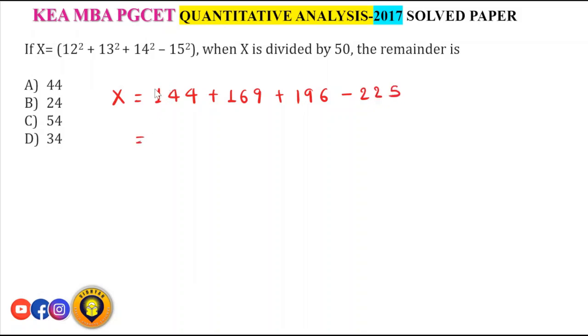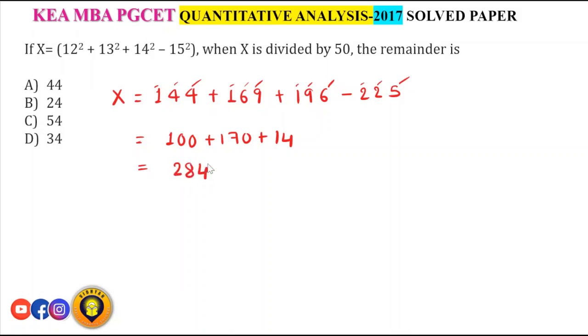Solve this. 100 plus 100 is 200, 200 plus 100 is 300, 300 minus 200 is 100. 40 plus 60 is 100, 100 plus 90 is 190, 190 minus 20 is 170. So that is plus 170. Then 6 plus 4 is 10, 10 plus 9 is 19, 19 minus 5 is 14. So 100 plus 170 is 270, 270 plus 14 is 284.